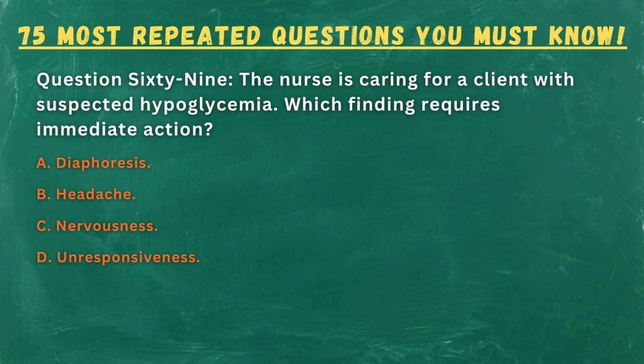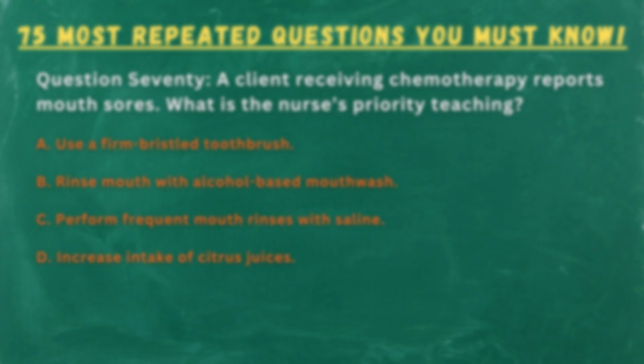Question 69. The nurse is caring for a client with suspected hypoglycemia. Which finding requires immediate action? A. Diaphoresis. B. Headache. C. Nervousness. D. Unresponsiveness. Answer: D. Unresponsiveness.